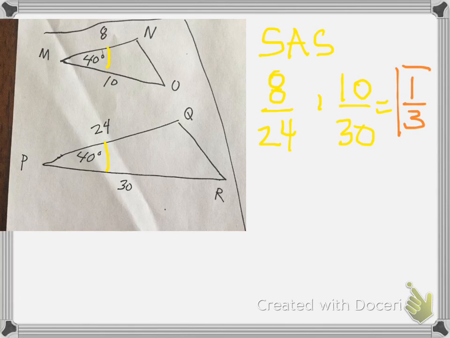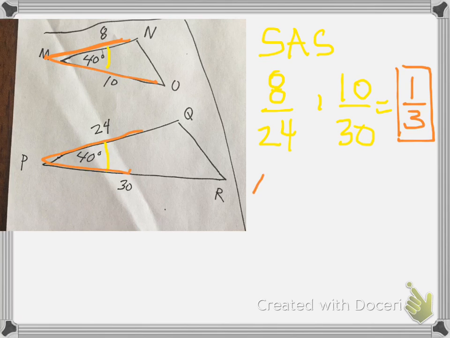So because they are proportional, or they reduce to the same number, these triangles are similar by side, the angle between that, or the angle that includes that, the angle that touches both sides, side, angle, side.